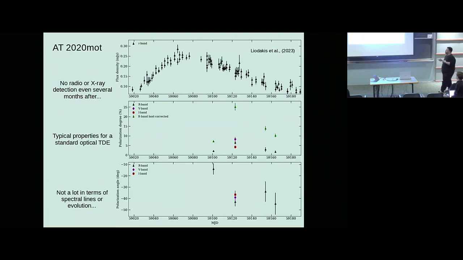And then every other metric we used to compare to other TDEs was telling us that this is a very standard, boring optical TDE. So now it really becomes a problem where that 25% polarization is coming from.